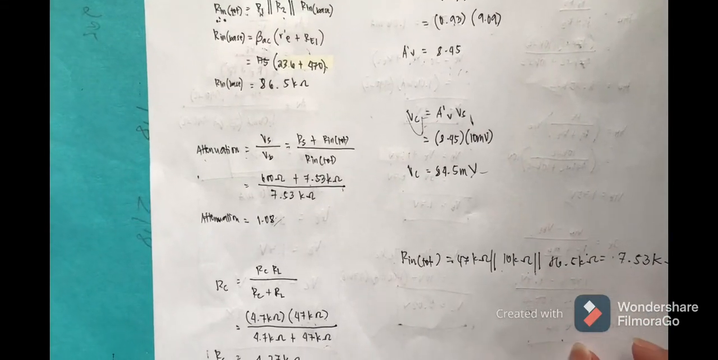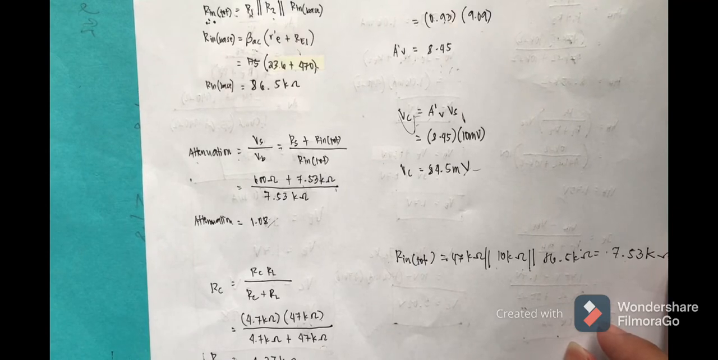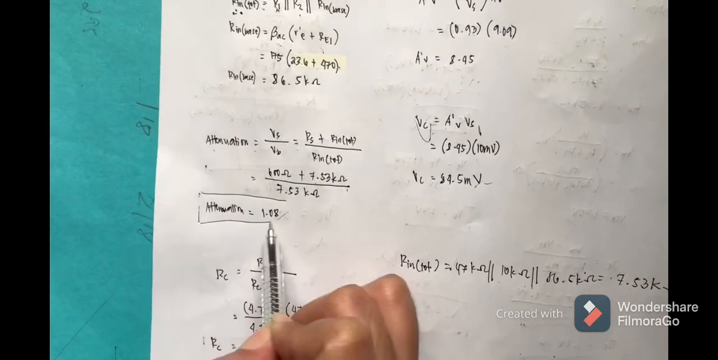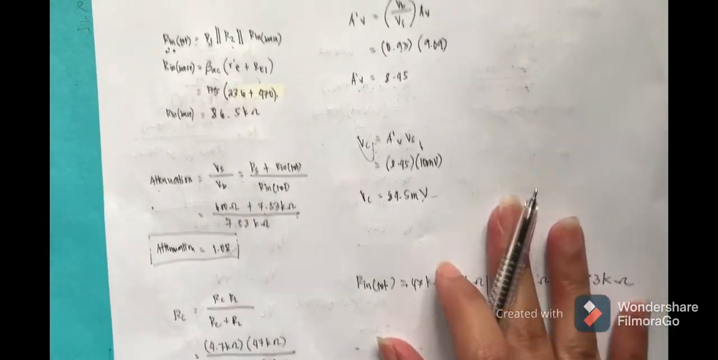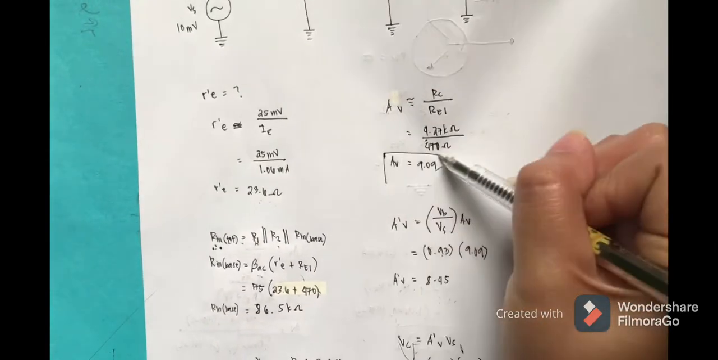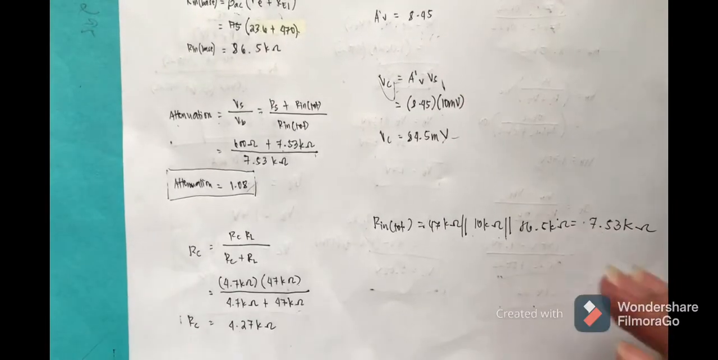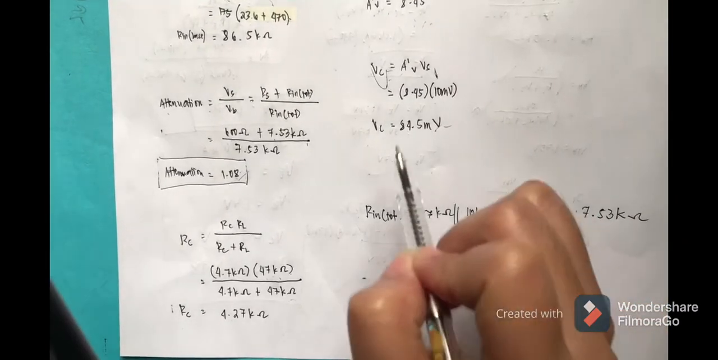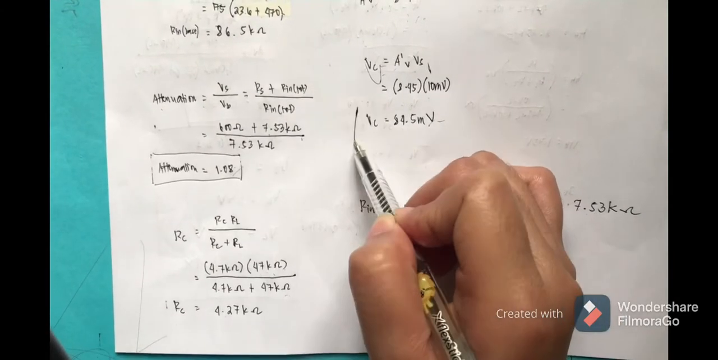So we already got the answer. So find first the attenuation from source to base brought by RS. So the attenuation answer is 1.08. Next is to find the voltage gain from base to collector. So the answer, which is AV, is 9.09. Then finally, the overall voltage gain is the reciprocal of the attenuation times the amplifier voltage gain. So the answer for that, which is Vc, is equal to 84.5 mV.